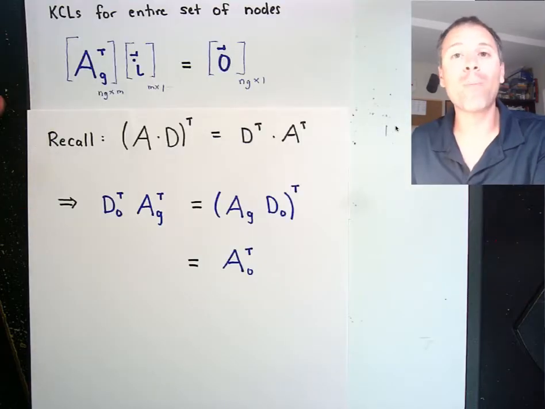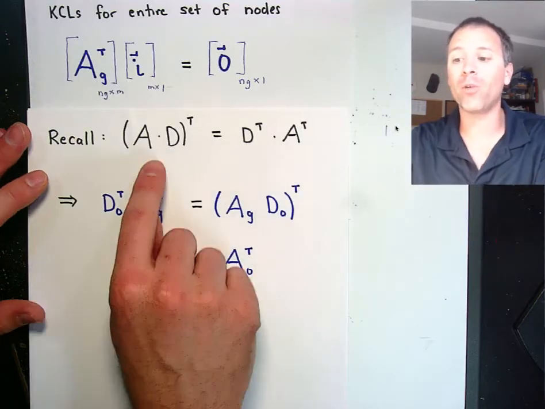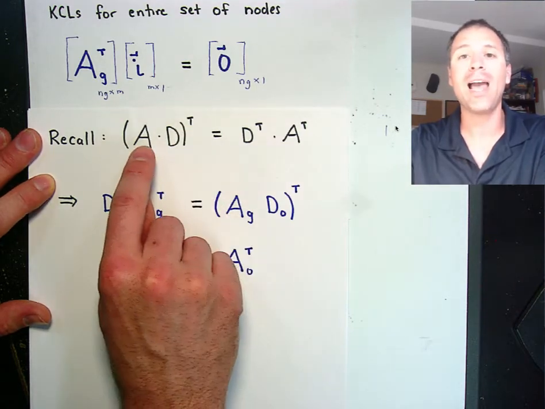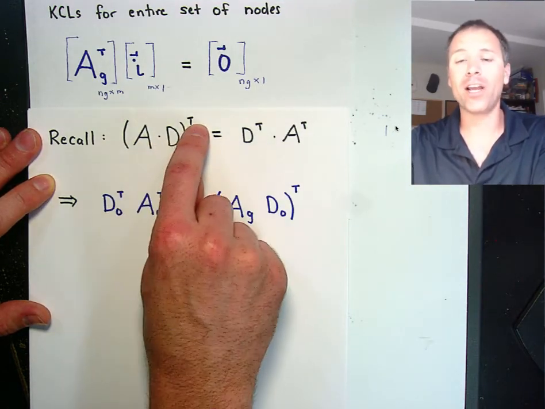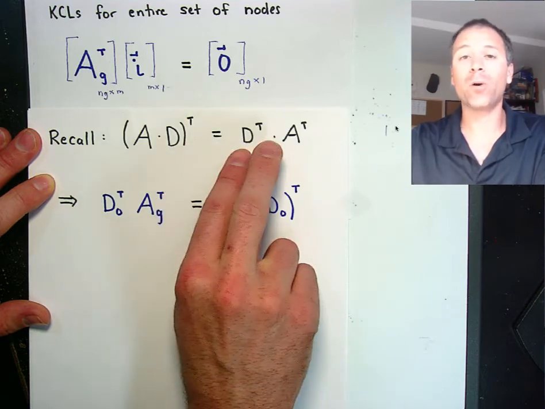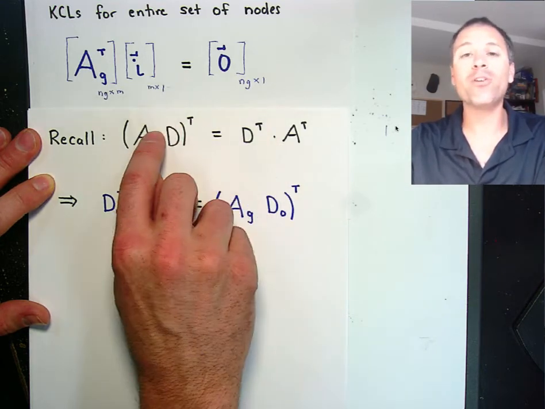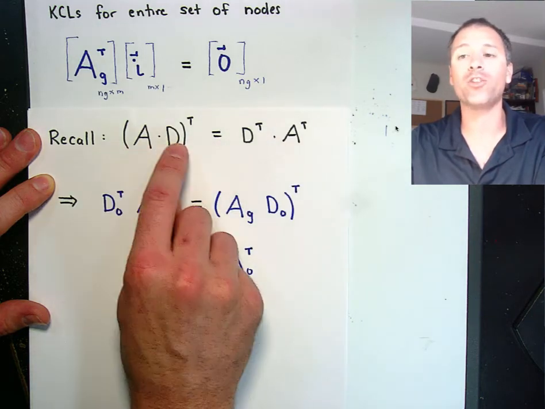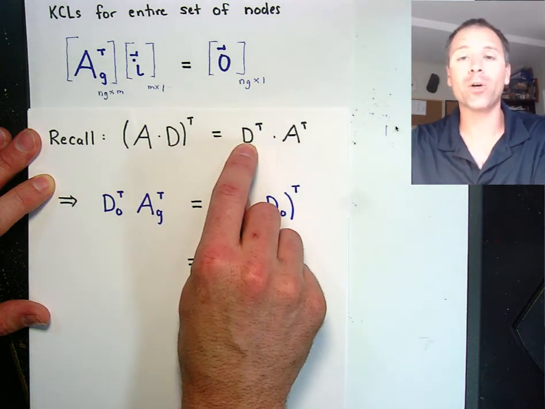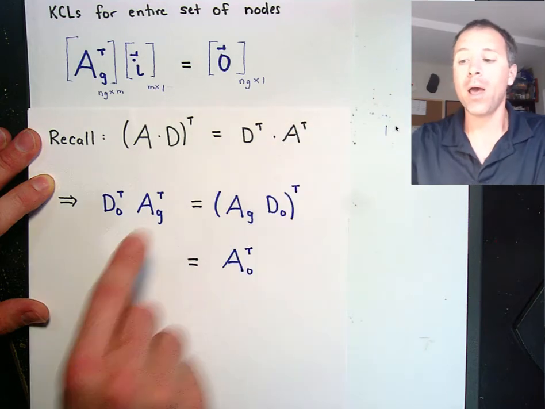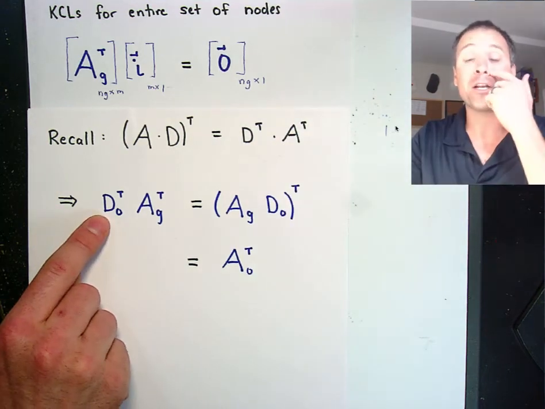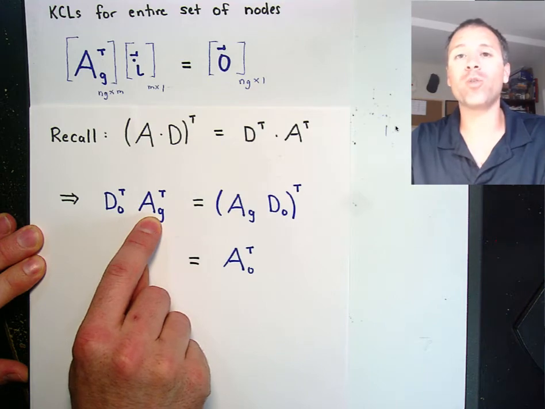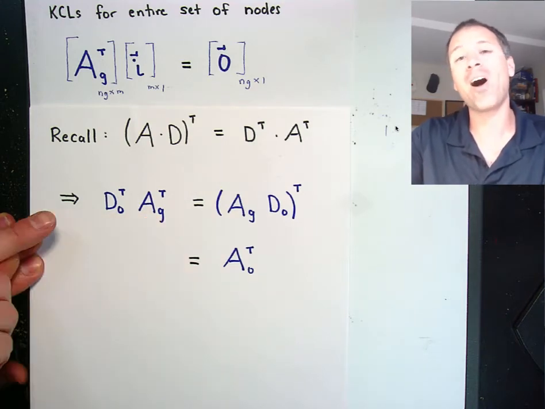This is where we recall back to our fluency with matrix algebra. Remember, if we have a matrix-matrix product and we take the transpose, A times a matrix D, transpose, that transpose actually gets distributed to each matrix, but in the reverse. So A times D quantity transpose is D transpose times A transpose. What that means, though, is if I want to delete the row of our entire incidence matrix corresponding to the ground node, I could multiply on the left.